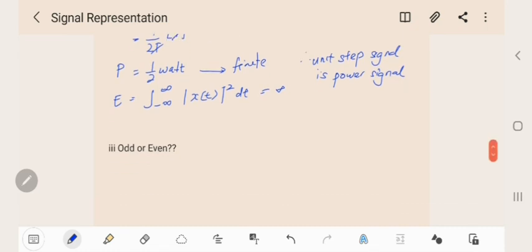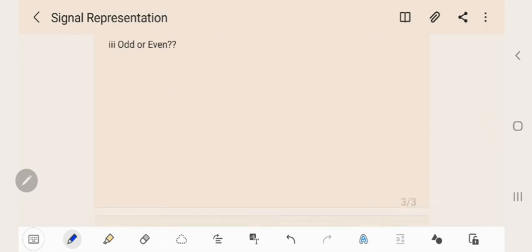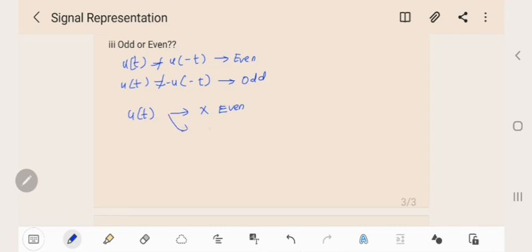Now we go to the third property. Determine whether the unit step is even or odd. We have u(t) is not equal to u(-t), so it is not even. And u(t) is not equal to negative u(-t), so it is not odd. So this unit step signal is not an even signal, and also not an odd signal. Correct or not? So the unit step is neither even nor odd.